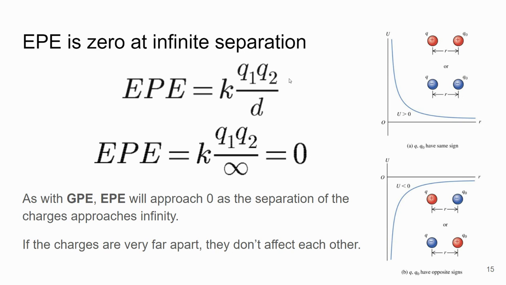Intuitively, conceptually, what that means is if your charges are very far apart, they don't have anything to do with each other. So you don't have to worry about the energy between them. So that's why if you're dividing by infinity, you end up with 0 EPE.